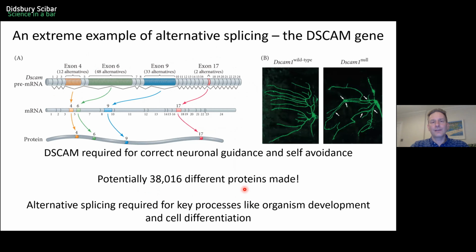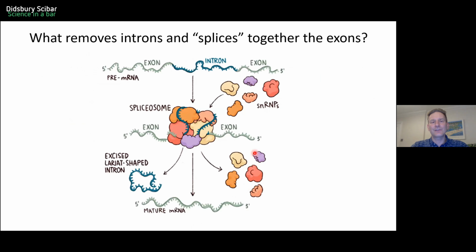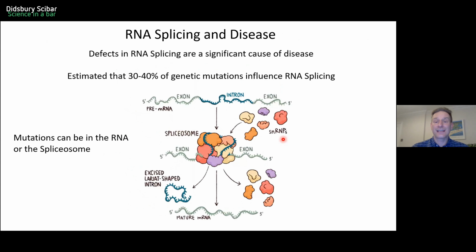Okay, so you've got the pre-messenger RNA that contains introns. This cellular machinery called the spliceosome comes in, recognizes where the introns and the exons are, removes the introns, and puts the exons together precisely to give you a mature functional messenger RNA that can go on and make a protein. It's amazing how this happens, and it doesn't go wrong all the time, it's really good, but in some situations, it does go wrong. And that's where RNA splicing and disease comes in.